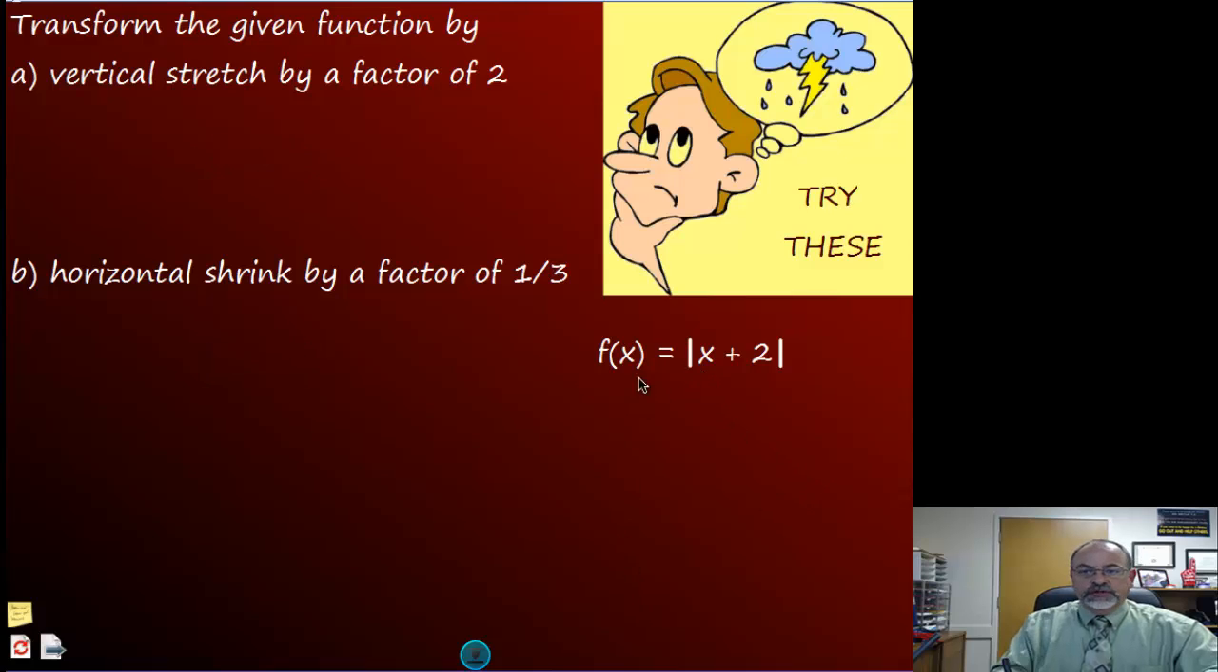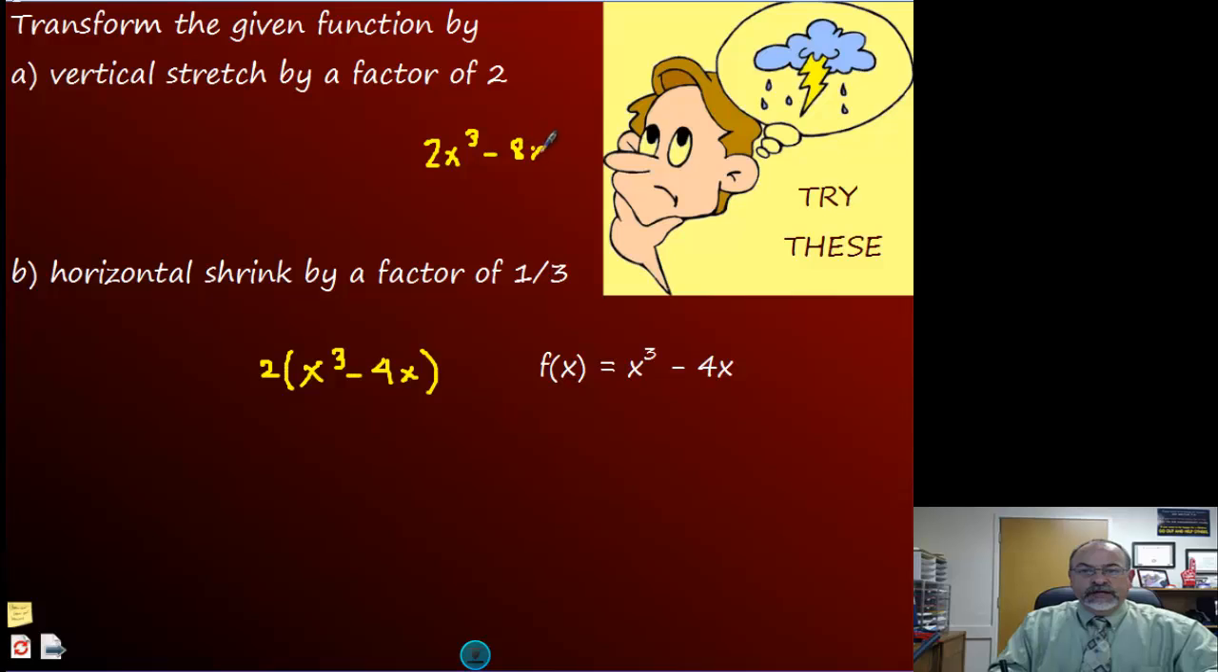Do another one or two here. There's one here. Okay, so we're going to stretch this by a factor of 2, so this expression which produces the y values, I'm going to multiply them by 2. So that's going to give me 2x cubed minus 8x. And then again, the horizontal shrink, we're going to replace every x with x over 1/3. Again, that's 3x. So I'm going to replace these x values with 3x. So 3x cubed minus 4 times 3x.